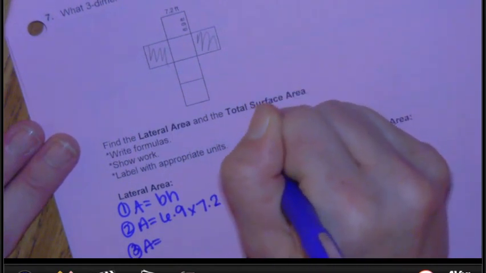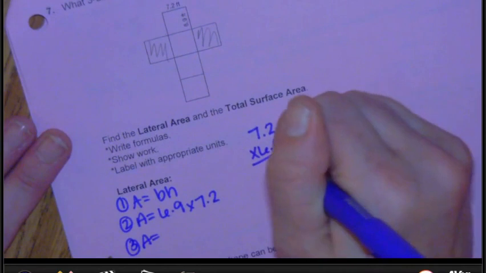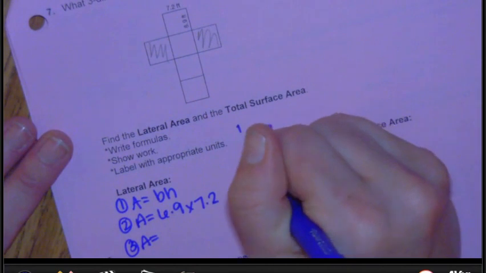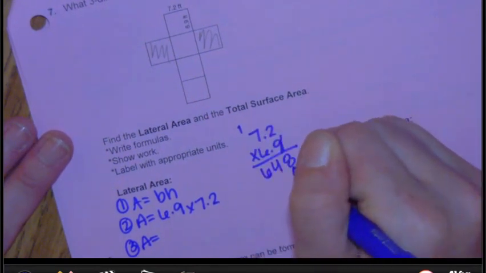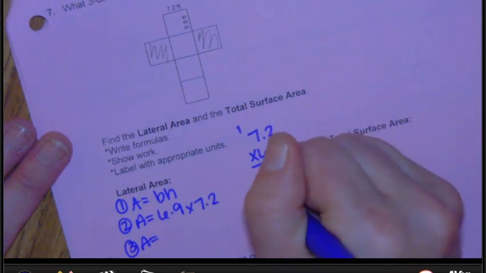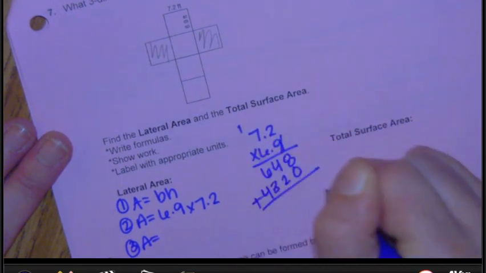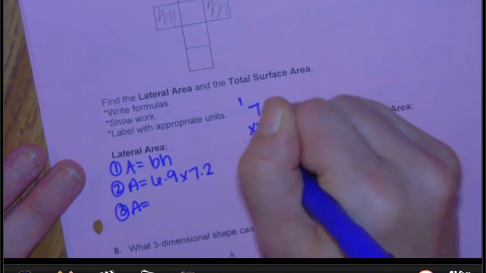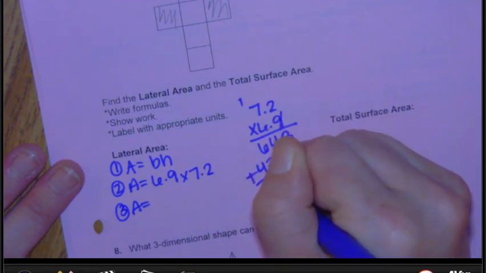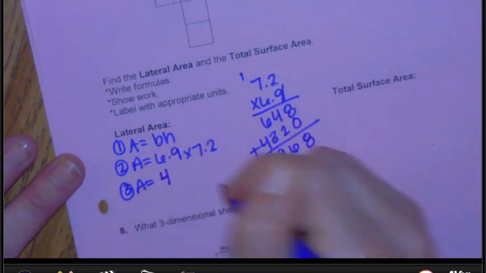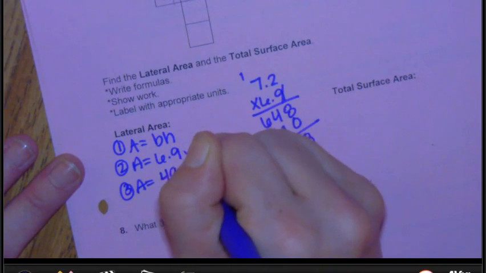So 7.2 times 6.9. 9 times 2 is 18. 9 times 7 is 63, plus one more is 64. 6 times 2 is 12. 6 times 7 is 42, plus one more is 43. 8 plus 0 is 8. 4 plus 2 is 6. 6 plus 3, 6, 7, 8, 9. And then 4. I have 2 decimal places to get 49.68.